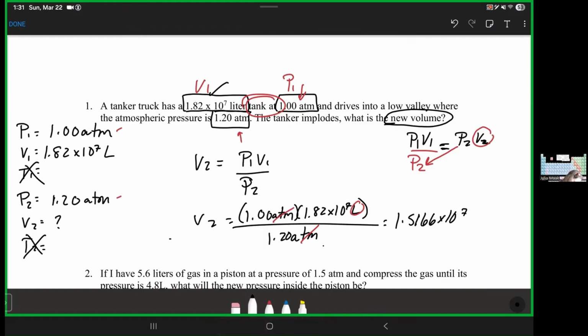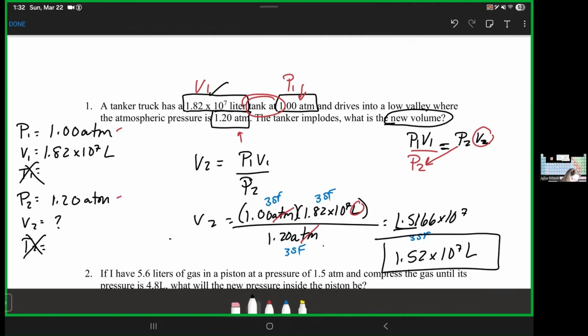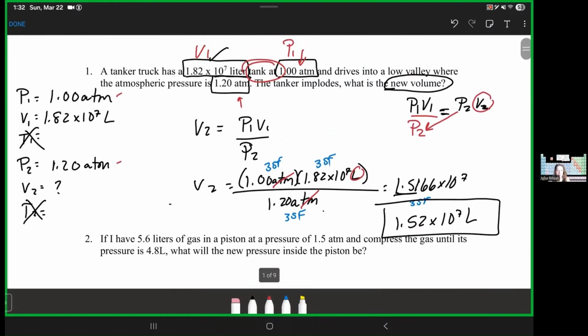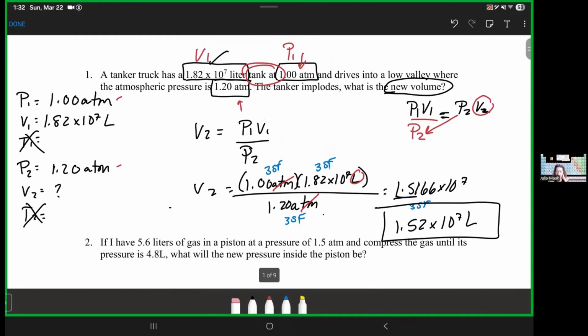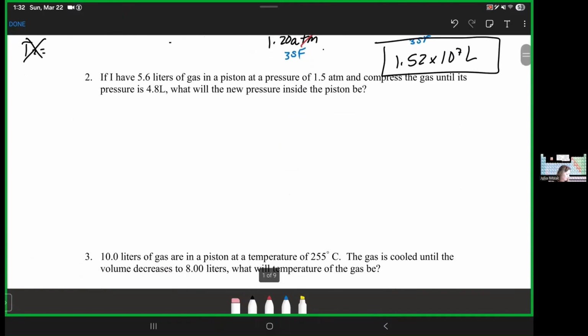And we are at 3 sig figs here, 3 sig figs here, 3 sig figs here. So we're going to go with 3 sig figs in that answer. So I'm going to call it 1.52 times 10 to the 7 liters. Okay. So we just pull our information out, go down the side, plug it all in, do our thing.